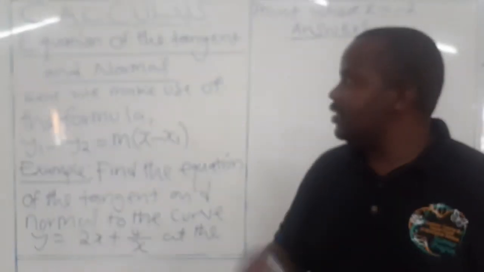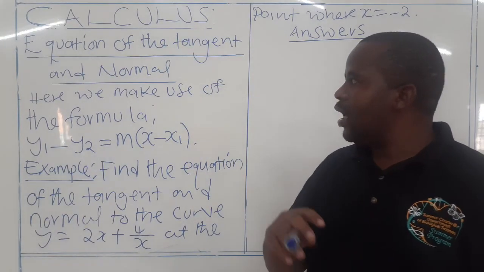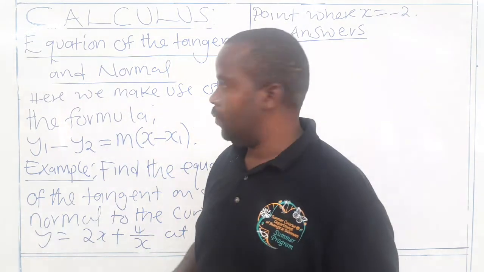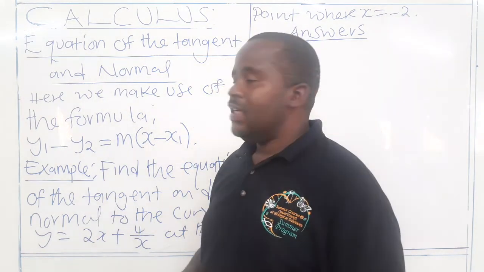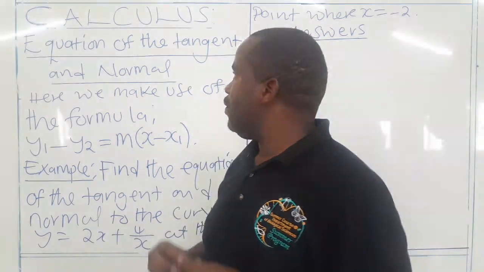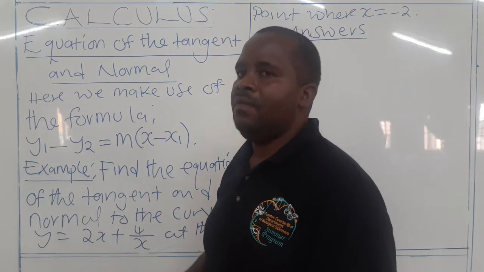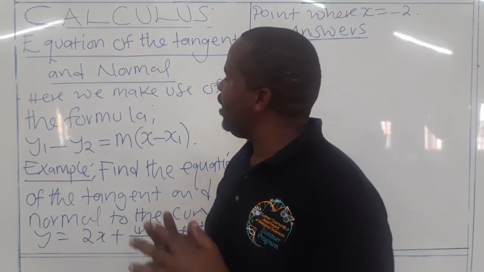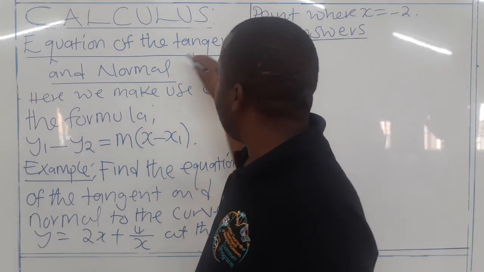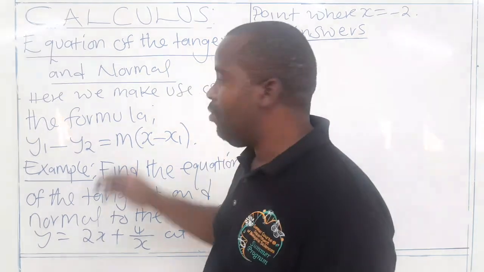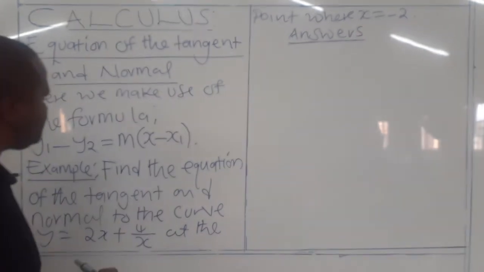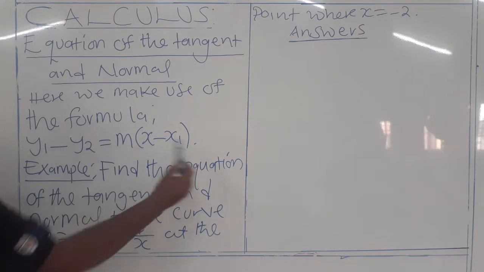Okay, so our interest in this presentation is now to deal with the equation of the tangent and the normal, right? In the previous presentation or video, we looked at how to get the gradient of the tangent and the normal to the curve. Then the question is, how do we get the equation of these two lines? How do we get the equation of the tangent as well as the equation of the normal to the curve? So now, when we are dealing with these two concepts, here we make use of this formula, which is very cardinal.